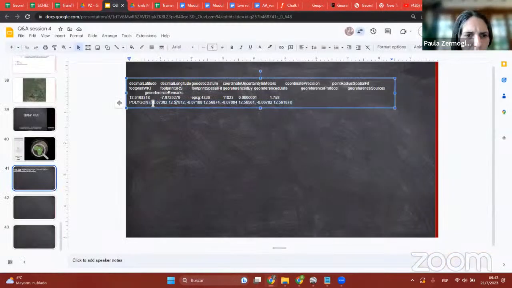But I think the important part here is that if you have a list of points, you could put them like this: the latitude space, longitude, latitude space, longitude. Actually, the other way around: longitude space, latitude, longitude space, latitude, etc. And you can list all the points and build your own WKT.